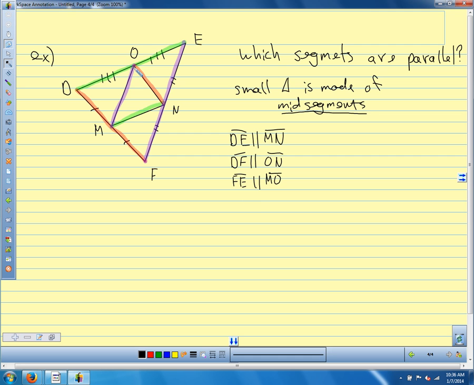So because these points are in the middle of each side of the triangle, we know that the smaller segments are parallel to the opposite side on that triangle. Each of these is a mid-segment, so it's parallel to the other side. Questions on that example?